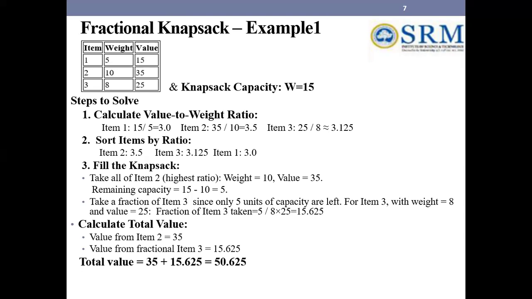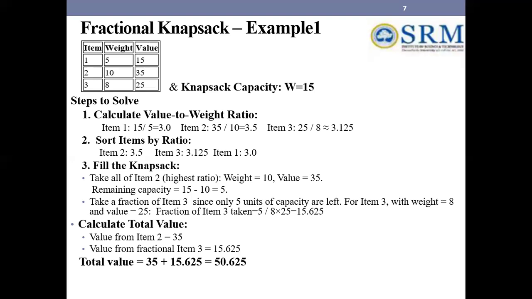And the second step is to sort the items in descending order of value to weight ratio. Item 2 has the highest value to weight ratio, 3.5, so that comes first. Second is item 3, third is item 1. Now the items are sorted in descending order of value to weight ratio. Now we take items one by one from the sorted list and check whether the item can be added, cannot be added, or a fractional part can be added. So first take item 2, the highest ratio.